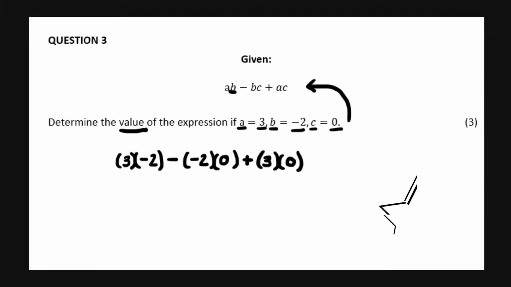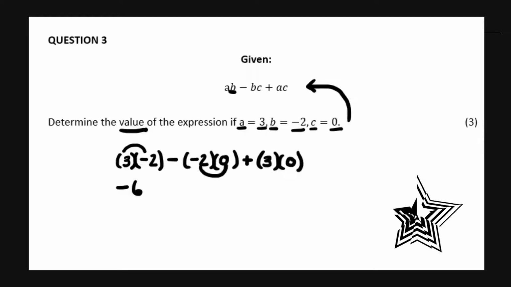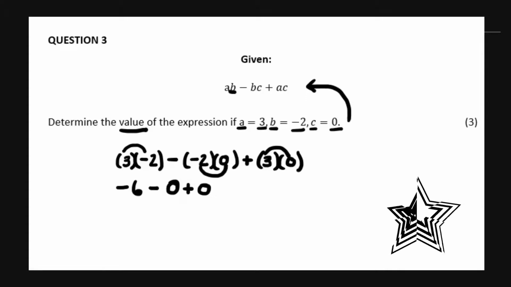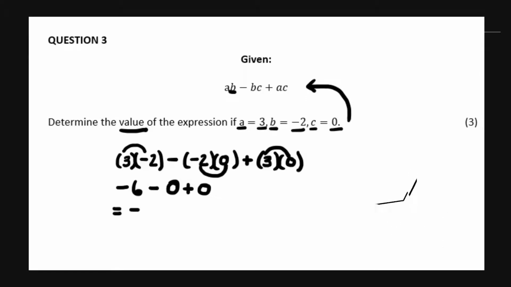We now do the multiplication first, so we would start off by saying 3 times negative 2 equals negative 6. Negative 2 times 0 is 0, and therefore we would subtract the value 0 from negative 6. 3 times 0 again is 0, and therefore we would add 0 to this. If we then go negative 6, subtract 0, adding 0, our final solution would be negative 6.